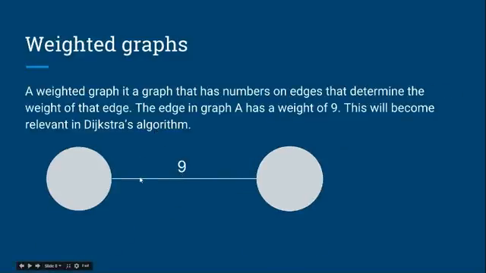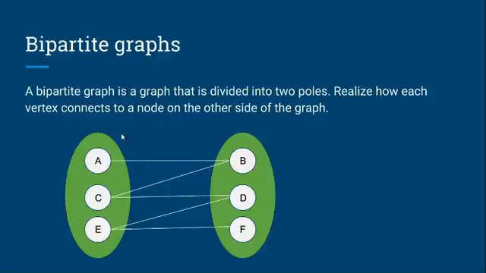Weighted graphs. You use this for Dijkstra's algorithm. It's when you have a weight on the edge. So a weighted graph is a graph that has numbers on the edges that determine the weight of the edge. So if you had 1 here, 9 would be greater than 1. We'll go into that when we do Dijkstra's algorithm in the next tutorial, or whenever that tutorial is.